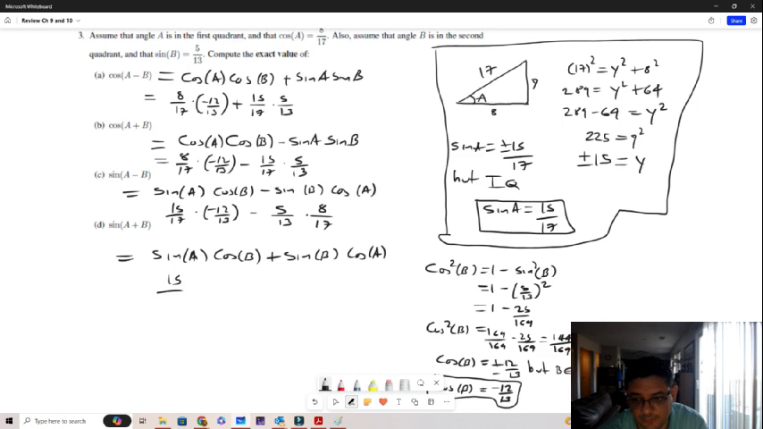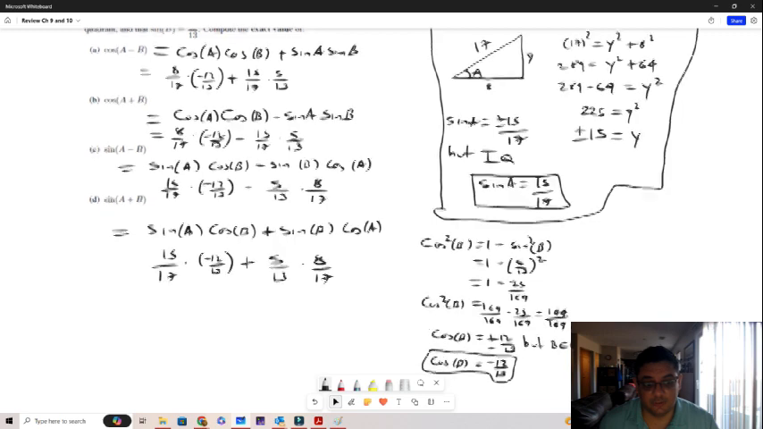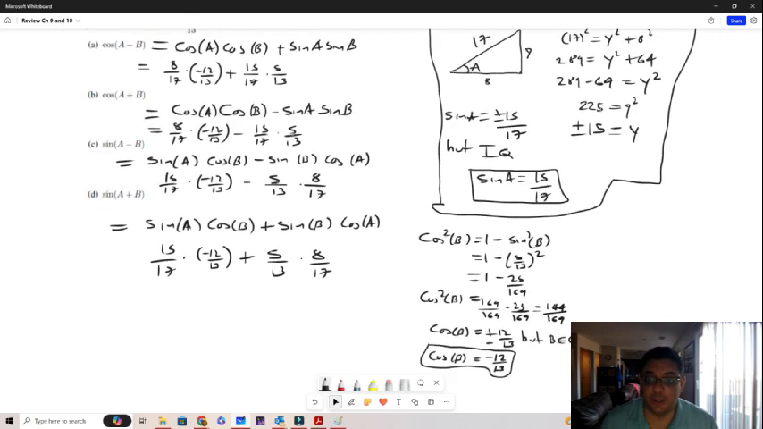So 15 over 17 times minus 12 over 13 plus 5 over 13 times 8 over 17. And of course here you have to simplify what this is, but this is a good point where at least you have a lot of things done with this type of exercise. Okay, so with this we conclude part 2. Part 3 will take the trigonometric identities in more detail.